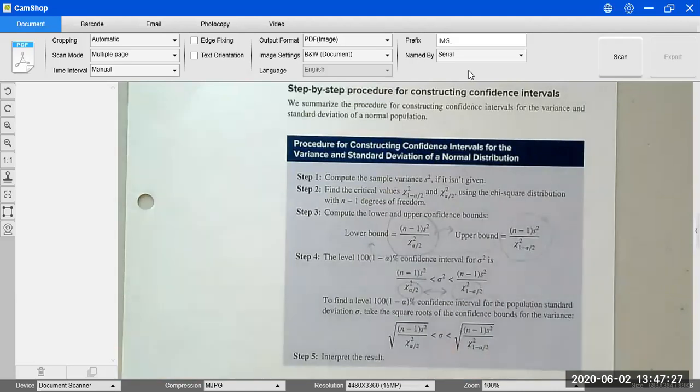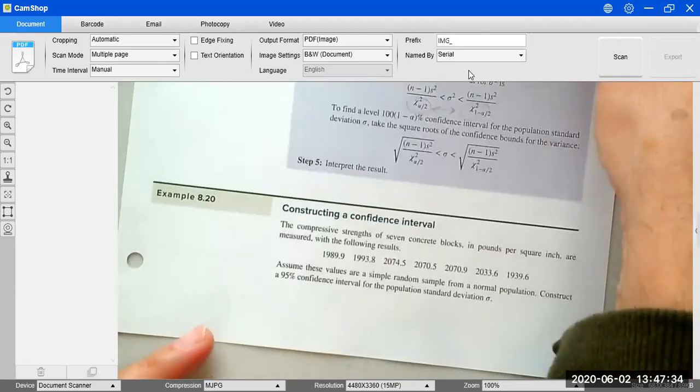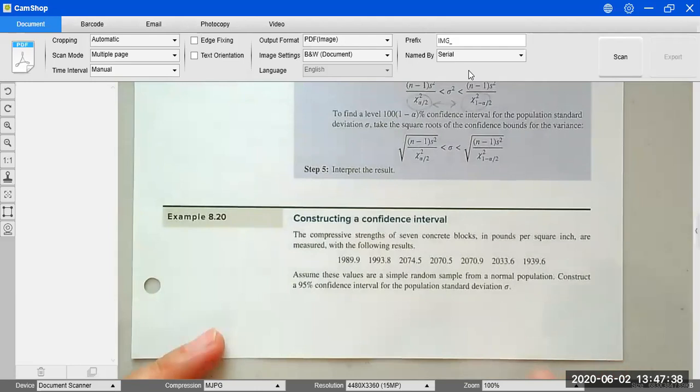We're going to solve problem A.20. Problem A.20 is the one that we're going to solve now. So we're going to construct a confidence interval by using this data set.